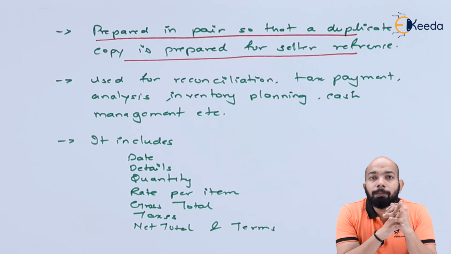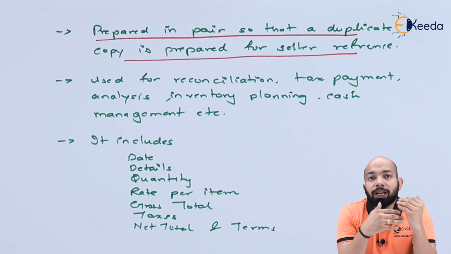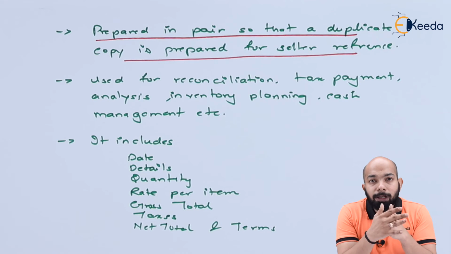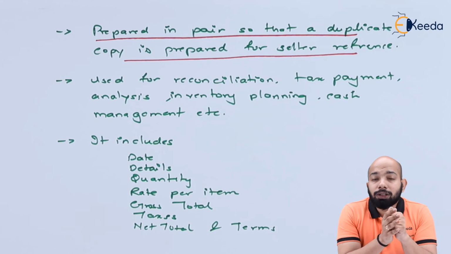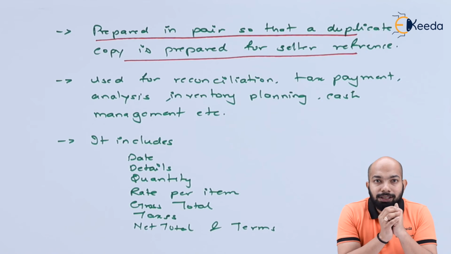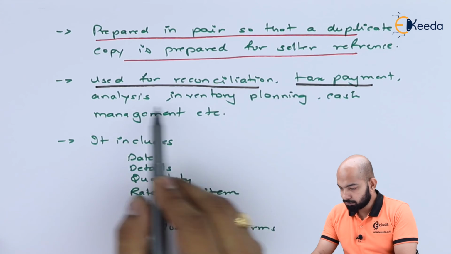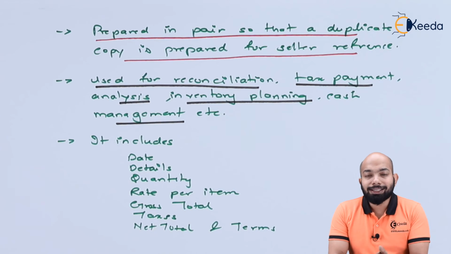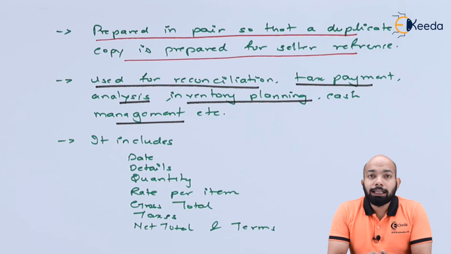This is kept by the seller for his reference so that whenever in the near future he has to reconcile his sales, make any tax payment, or do any analysis on the kind of sales that has been done, this will help him for all his references. This is also used for reconciliation, tax payment, cash management, analysis of sales, etc.